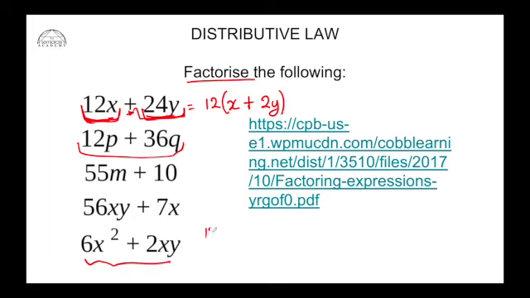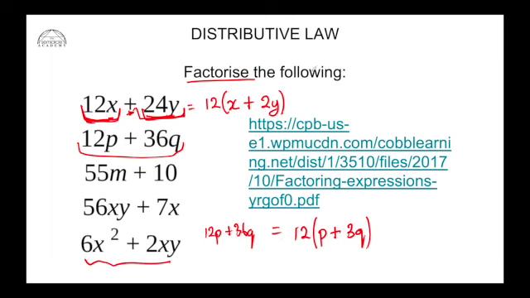Alright, 12p plus 36q, factorize that. What do I pull out? What is the common factor there? 12. Very good. So I could pull out 12, open brackets, times p, and then what? Plus 3. Very good. 3q. Because 12 3s are 36. So excellent.